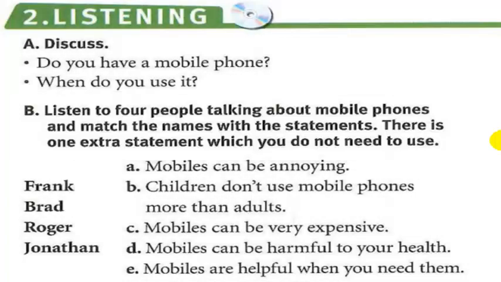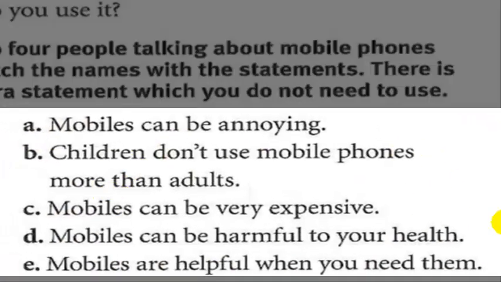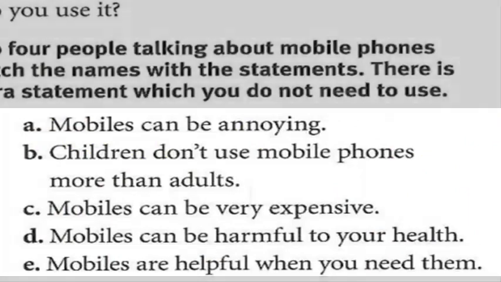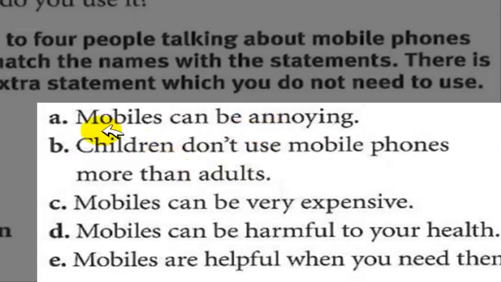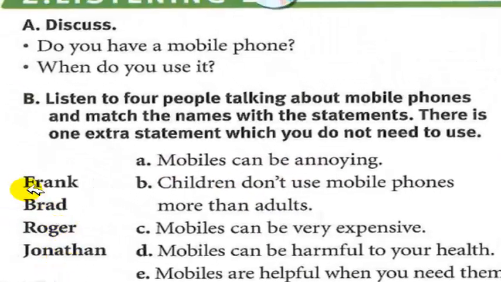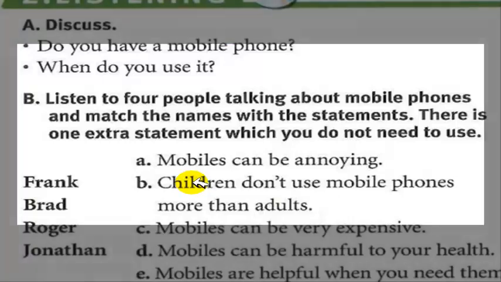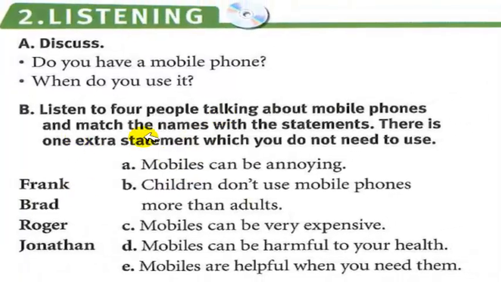Okay, what is the task here? The task here is to listen to those people and try to match these statements here with the people right here. The people on the left, match them to the statements on the right. There are 4 people, Frank, Brad, Roger and Jonathan, and there are 5 statements. That means there is one extra statement that no one has said. Okay, just try to match them. Listen, try to understand, and try to match the statements to the people.